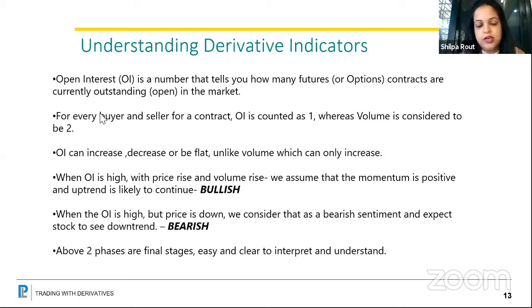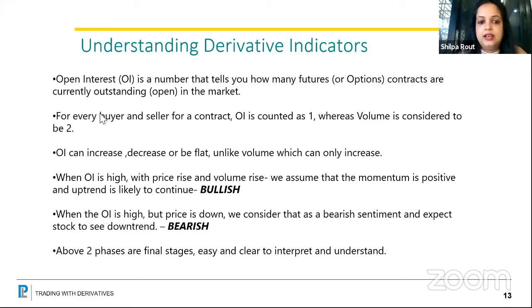So in that case, what happens? OI can increase, decrease, or be flat, but volume will keep on increasing. Let's say the number of sellers increases, the volume will increase, but OI would subsequently decrease or be flat. So OI is such an indicator, but studying it alone, without the price action, is not that beneficial.